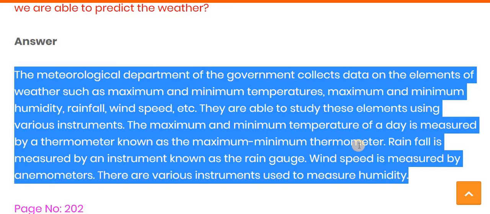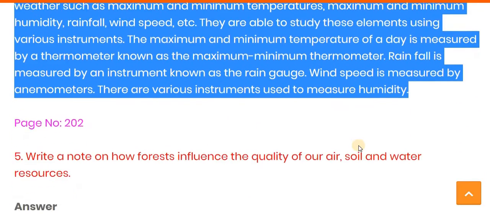So the answer is thermometer. Same like for the rainfall, the instrument used is the rain gauge. And for the wind speed, we can use the anemometer. So that kind of short question may also be asked from this answer.